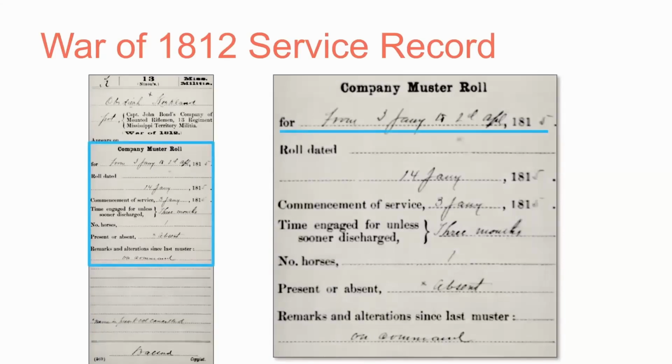In the middle section, here we learn that Obadiah served from the 3rd of January to the 24th of April in 1850. This roll was dated the 14th of January, but he commenced his service on the 3rd of January. He was engaged in serving for 3 months, and he was given one horse, which makes sense since his company was of the mounted riflemen. And then he was actually absent at the mustering in, but under the remarks, it tells us he was absent because he was on command. So it wasn't that he was AWOL, it just meant he was on command and couldn't make it to that muster in, but they knew where he was.